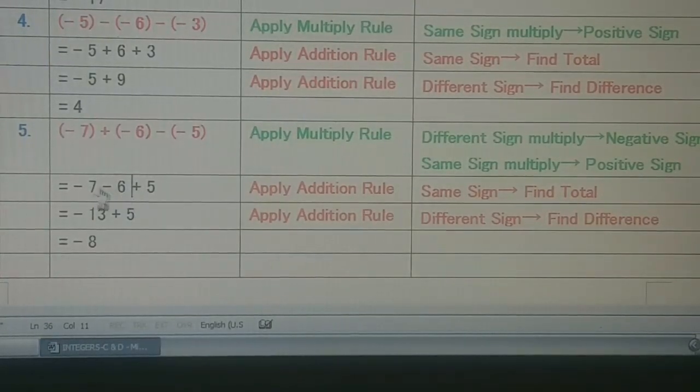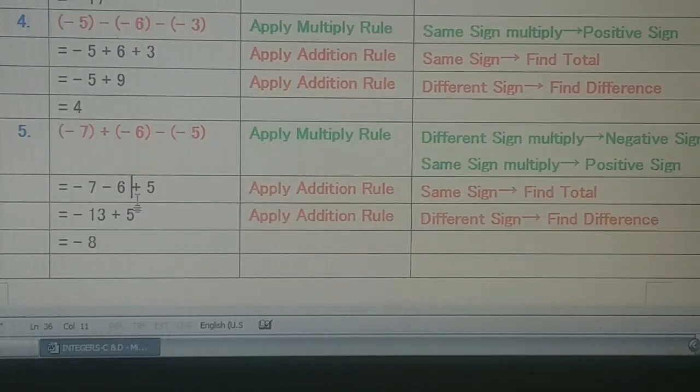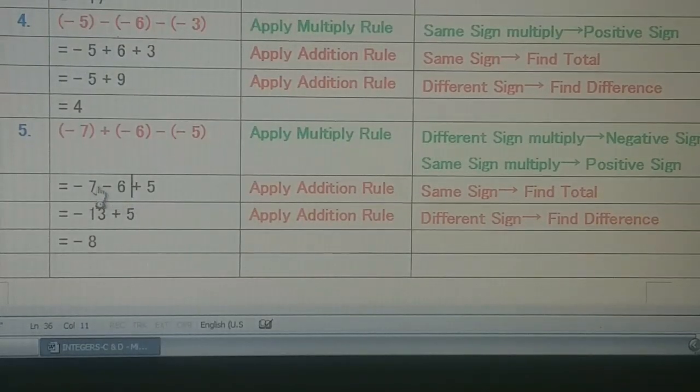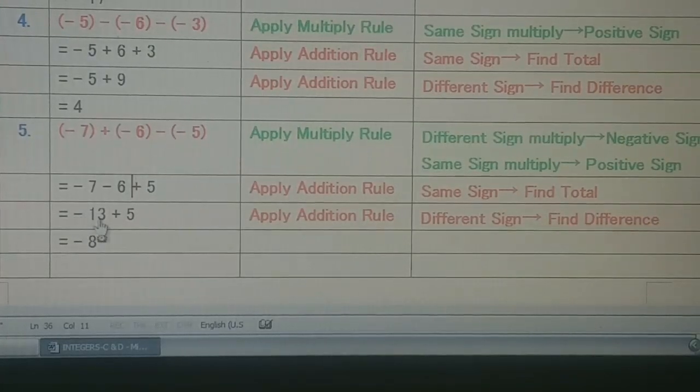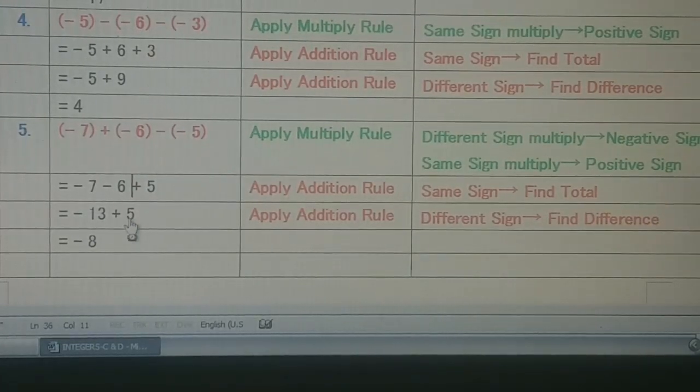7 is negative, 6 is negative. So using the addition rule, we have to remember same sign, total. 7 and 6 have the same sign, both are negative, so we have to do total. 7 and 6 total is 13. So we put 13, but we have to put the greater number's sign. The greater number is 7, it has a negative sign, so our 13 will have a negative sign. So the next step will be minus 13 plus 5.